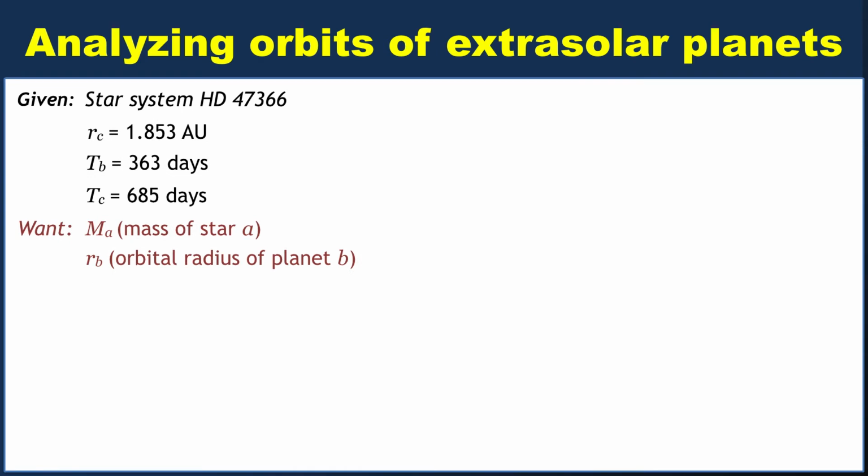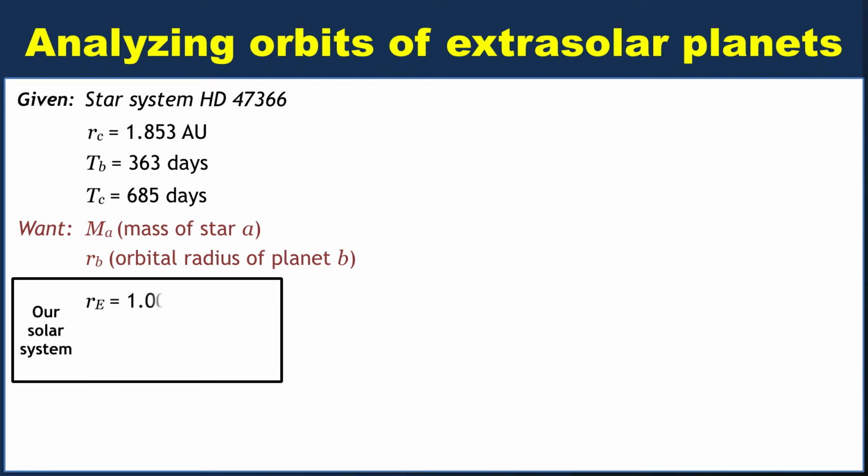And we're going to use information from our own solar system, because if we do this, it makes the calculation easier. So in our solar system, well, we know that the distance between the Earth and the Sun is an AU, so the orbital radius of Earth is 1 AU. The period of Earth, everybody knows that, it's a year. So we'll call that 365.25 days. The 0.25 is not that important, but it accounts for leap years.